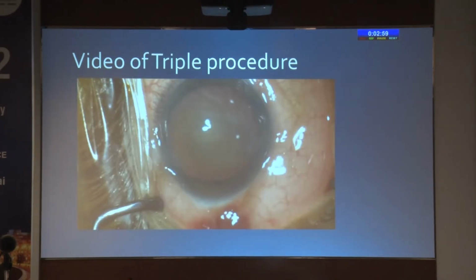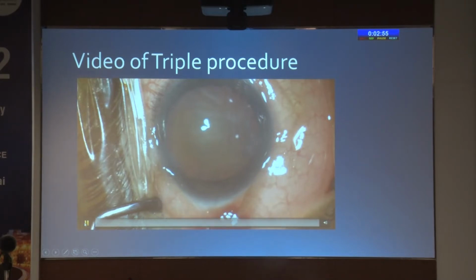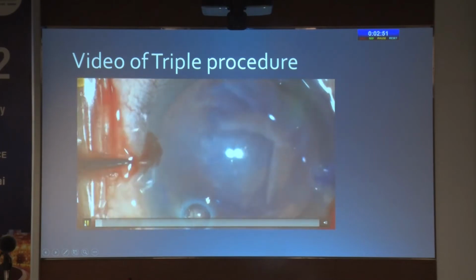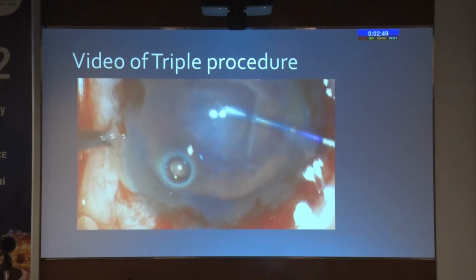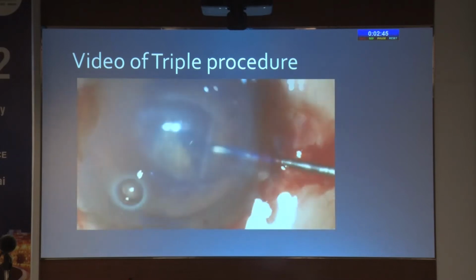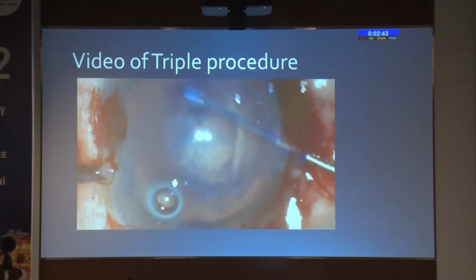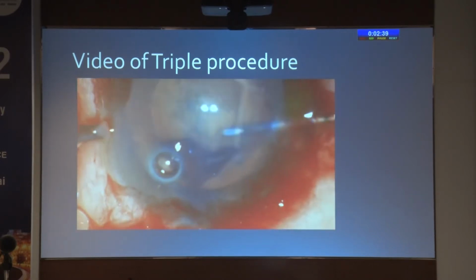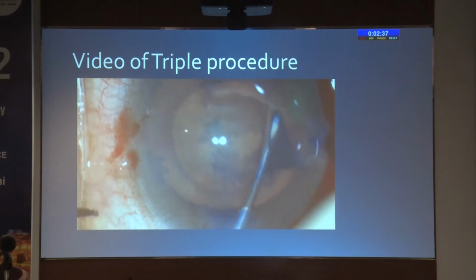This is a video of a patient who had severe corneal edema and we had done a triple procedure. Now as we can see here, initially the corneal epithelium was removed with the use of a cotton tip applicator. Where the view of the anterior chamber is hazy, it is recommended to use trypan blue for capsulorhexis.